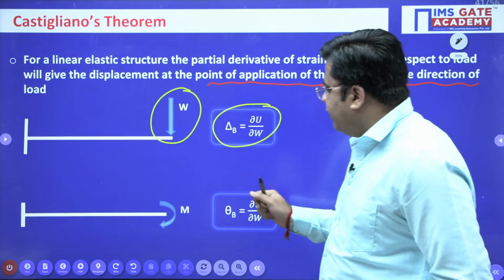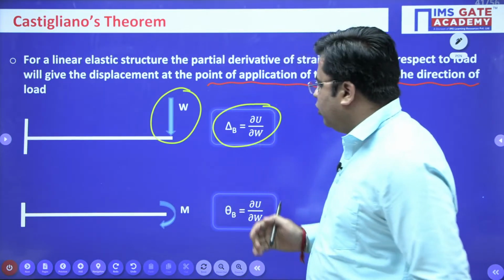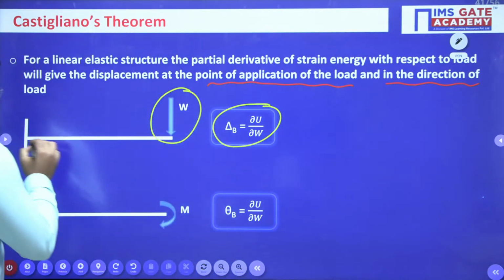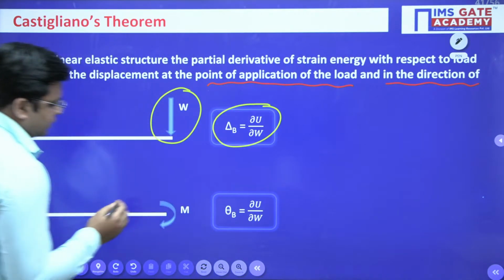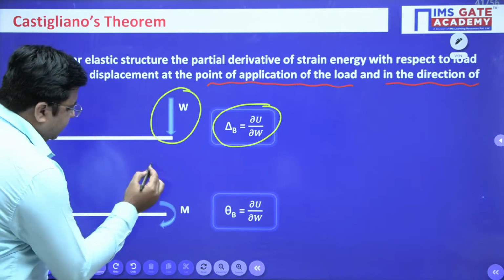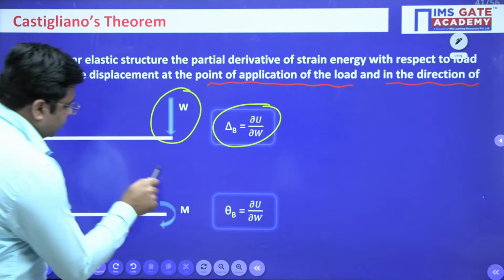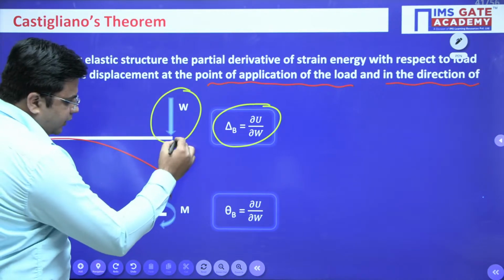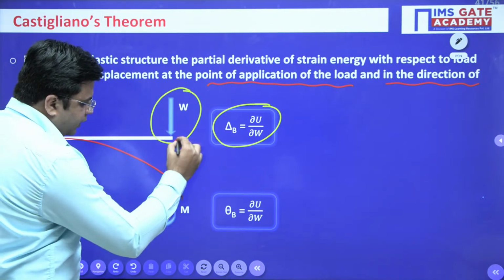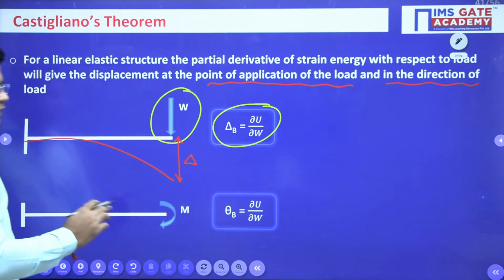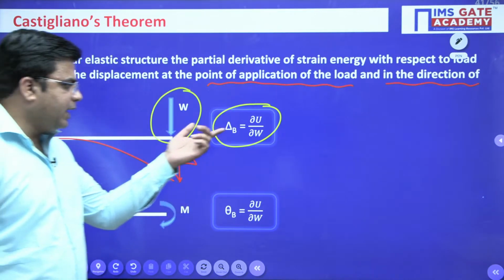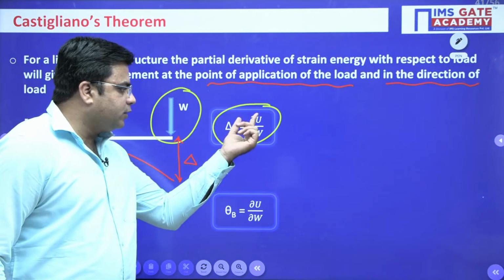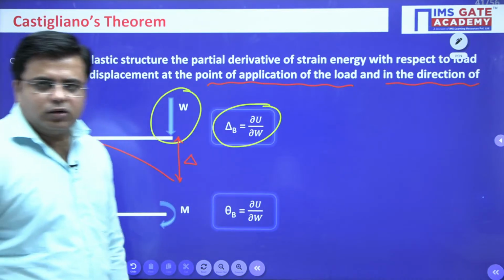This partial derivative of strain energy with respect to load W is going to give me the deformation that has occurred, this deformation delta. So this delta B can be calculated as the partial derivative of strain energy with respect to this load, right?